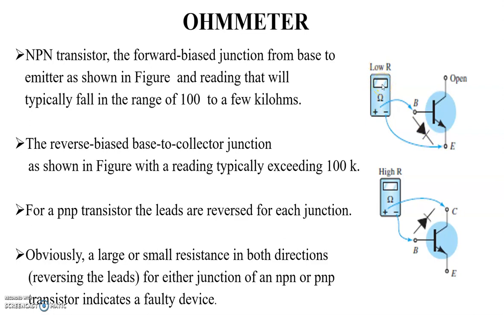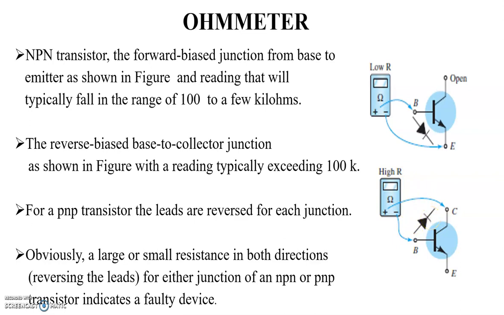Suppose you have the reverse biased condition, that is the base to collector junction, as shown in this figure. The reading will typically exceed 100K. That means the transistor is in good condition.